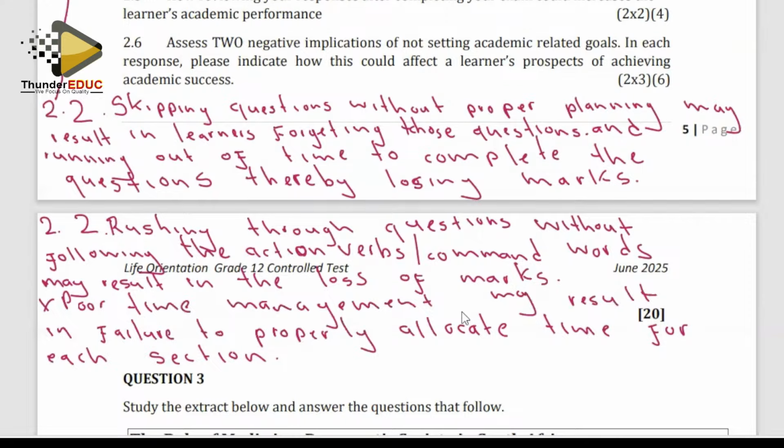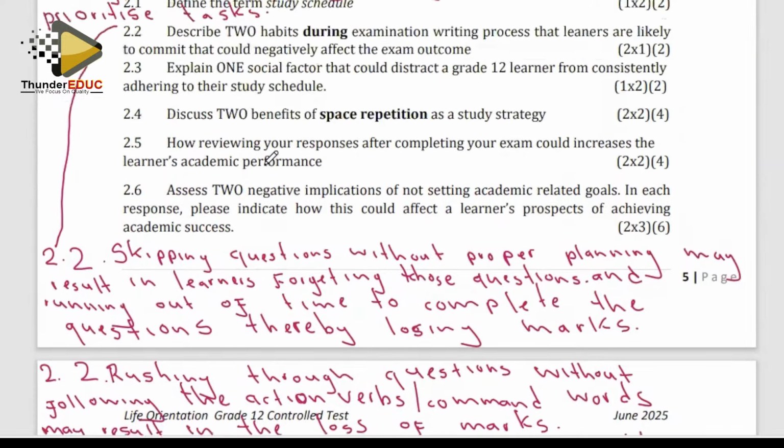You find that a learner might be writing an English home language examination. They spend too much time focusing on the comprehension, yet there are 4 other questions which need to be answered. So there must be proper time management so that you properly allocate time for each section so that you can complete all the sections which you are required to complete. So these are the responses for 2.2. So we have 2 different options there for 2.2.